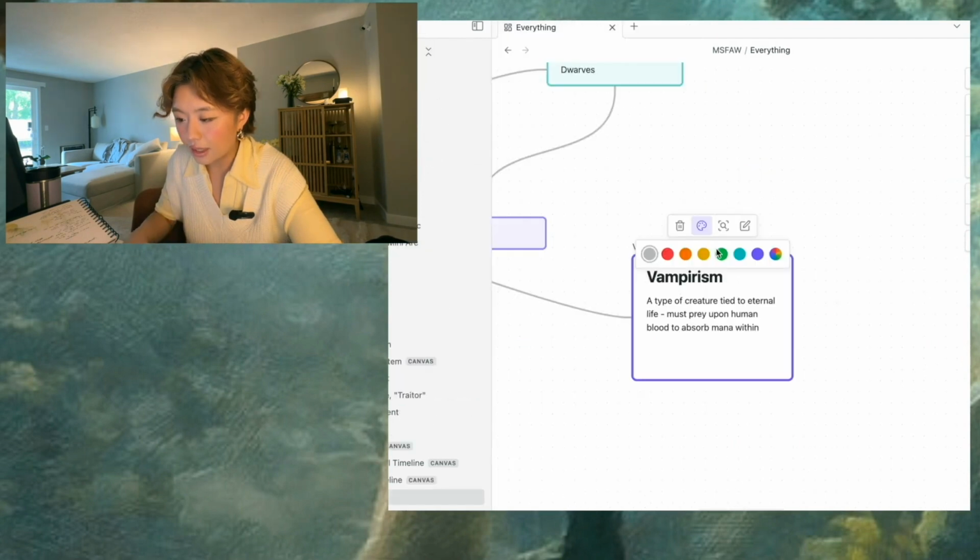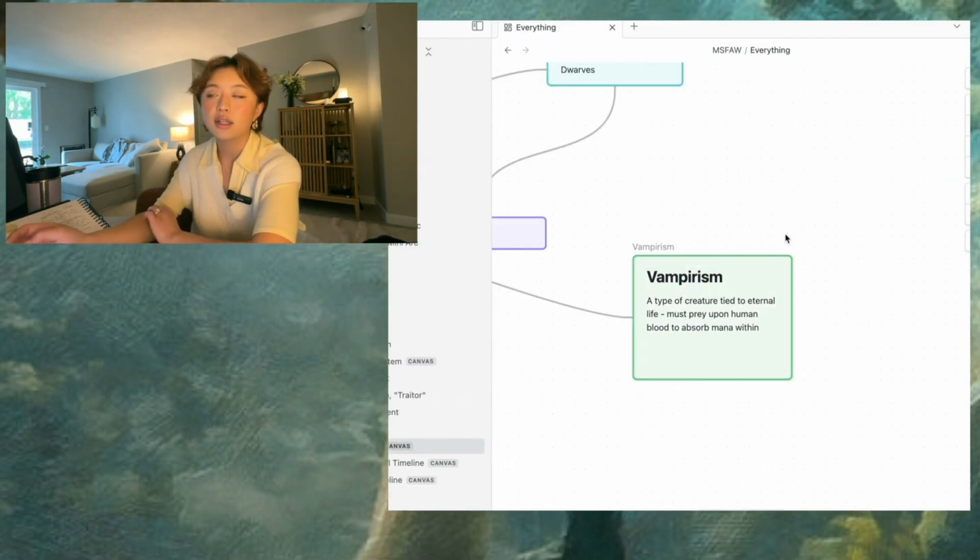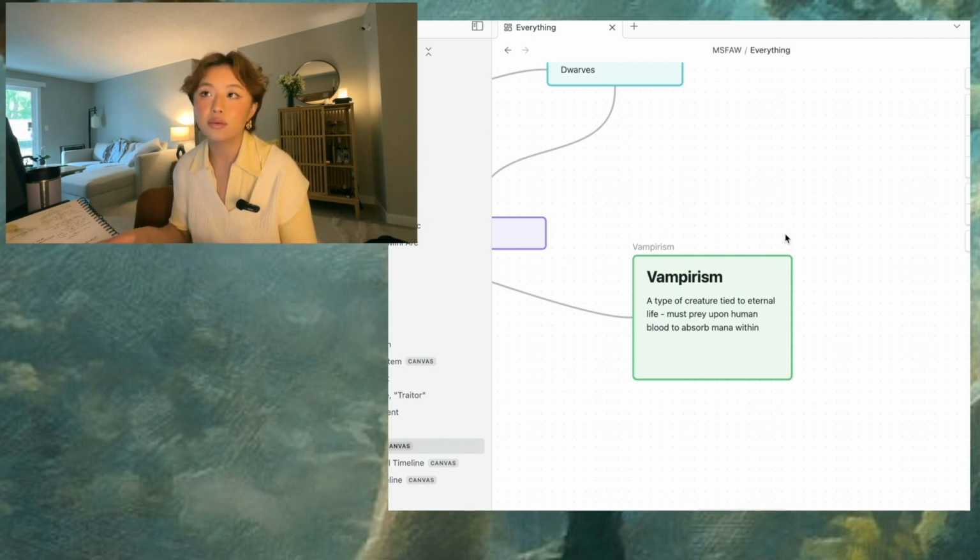There we go. And I highlight all my special abilities as green, or not necessarily special abilities, but just anything that has to do with the magic system. I'll give you any special attributes that would make you stronger.